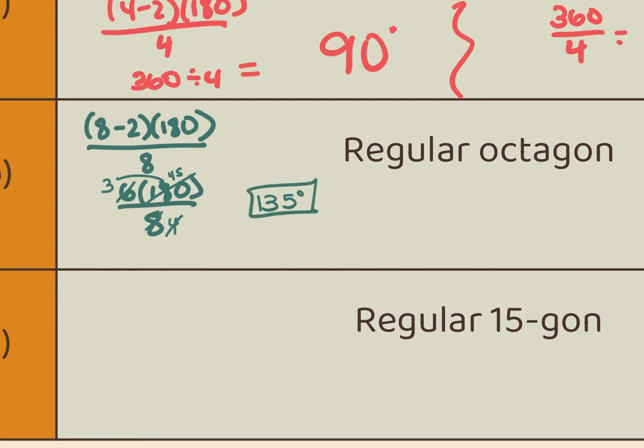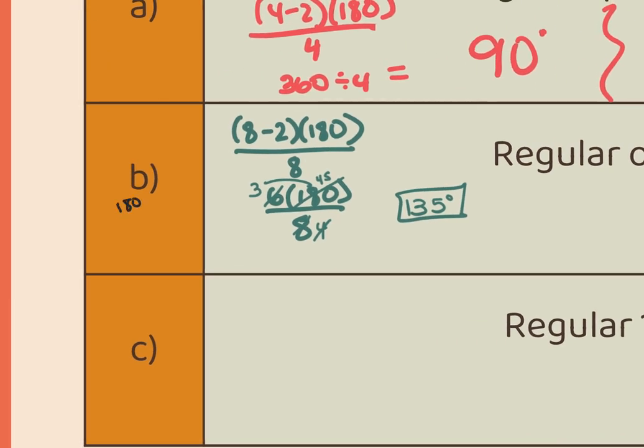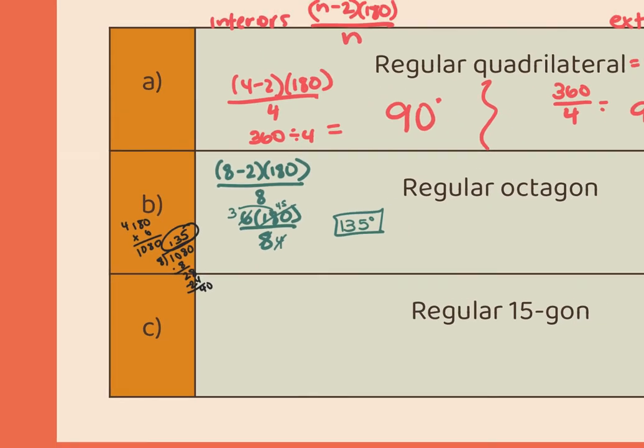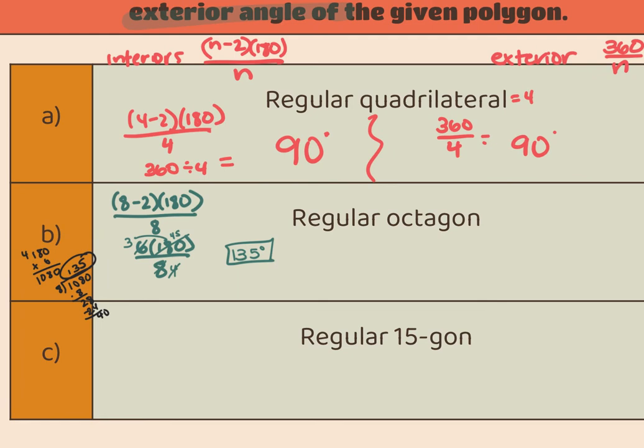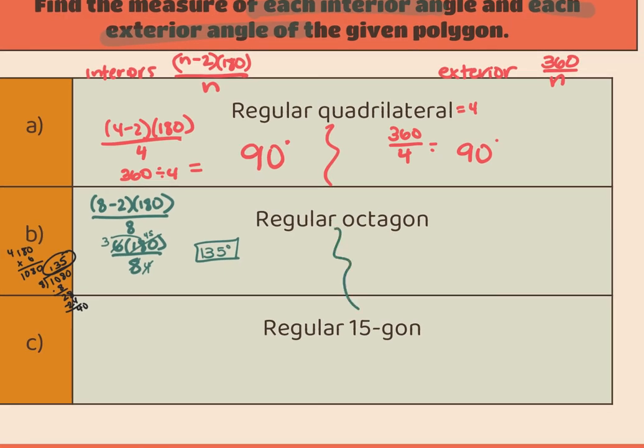So you'd get the same answer by doing 180 times 6, so 1080, and then 1080 divided by 8. So same answer, you get to choose how you do that. And then the exterior of a regular octagon would be 360 divided by 8. So 360 divided by 8 is 45.